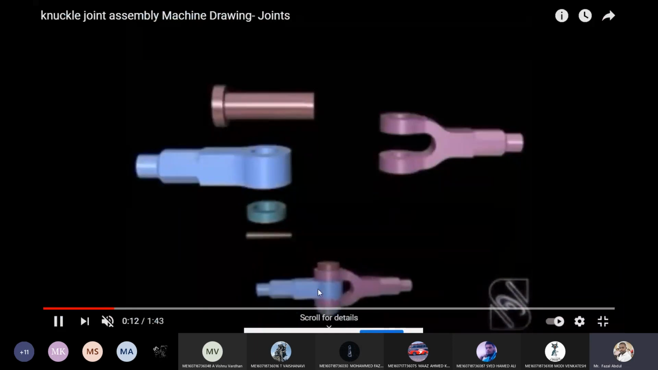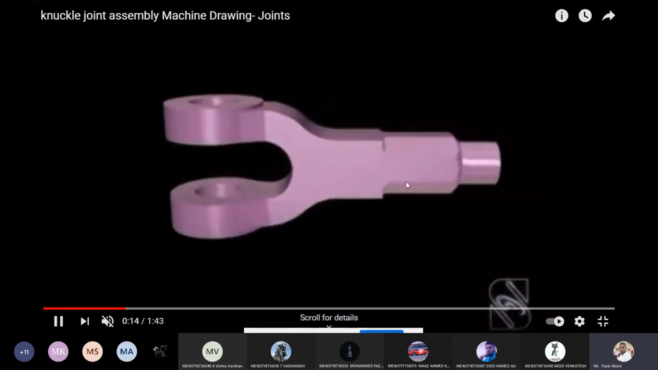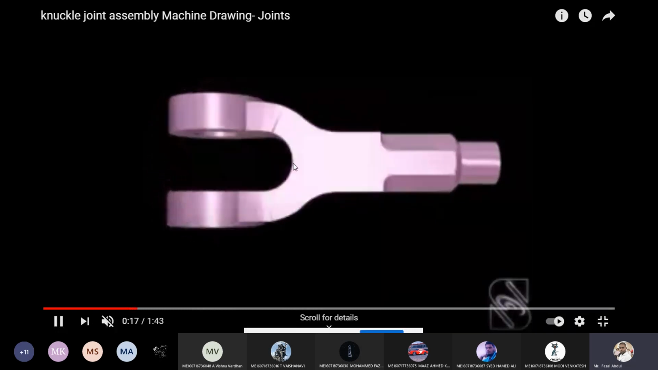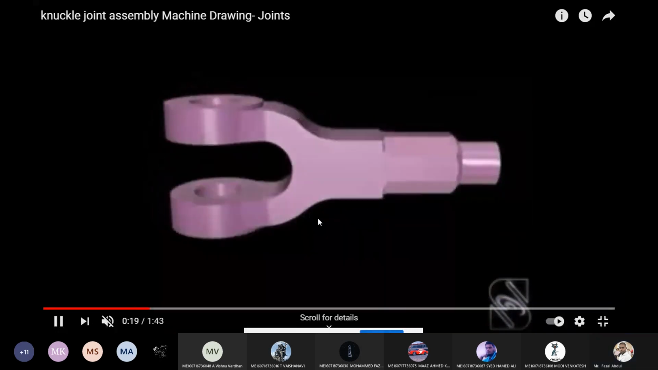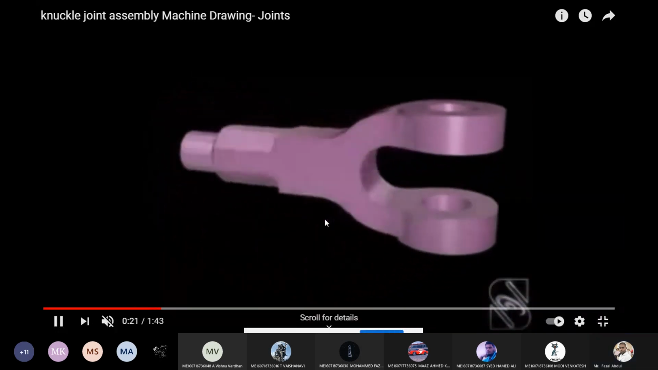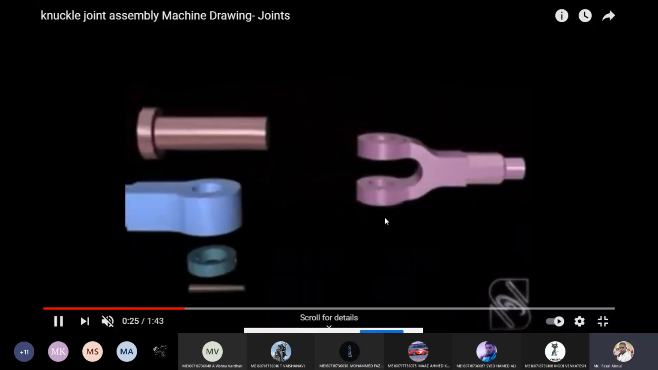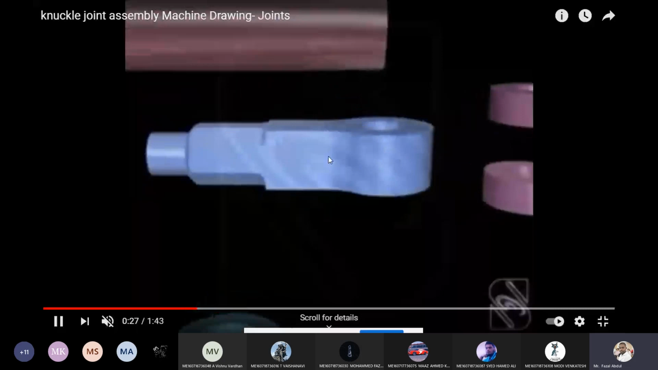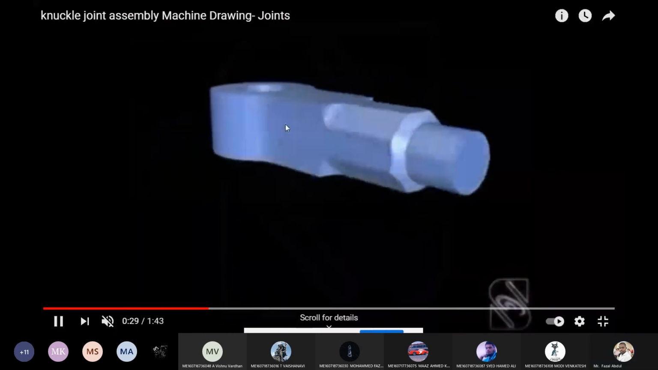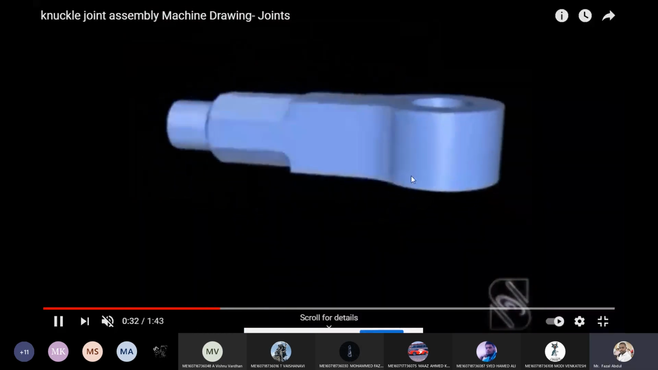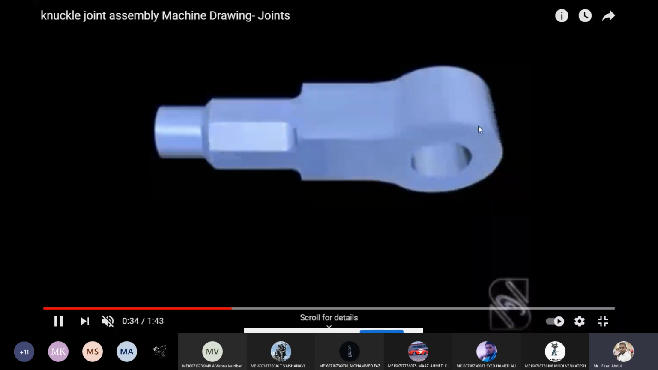This is the knuckle joint. This one is known as the fork double eye end, because it has two circular holes here. And now this one is a rod end. This is known as the rod end. This one has only a single eye.